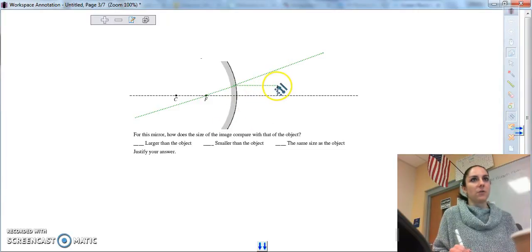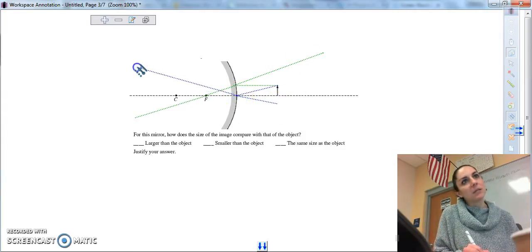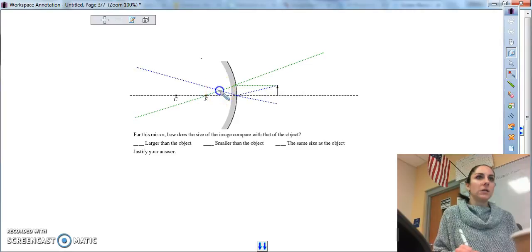I'm going to use the other one where I go through the center of the mirror. So I go to the center of the mirror. We say it bounces off at the same angle. So again, I'm eyeballing this to be like that. I'm going to go with that. That looks pretty good. But since these rays are not meeting, I have to go behind the mirror and continue this at the same angle like that. So when they meet, that's where our image is.